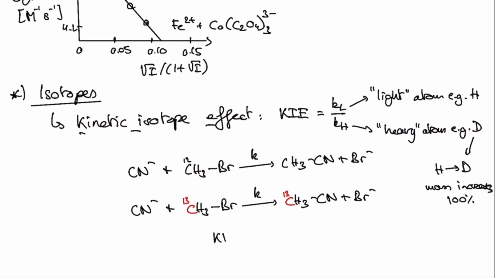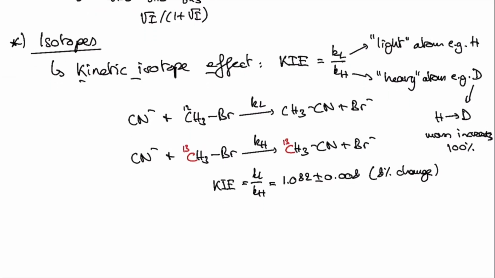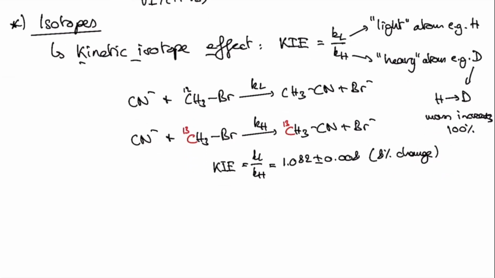So here, the kinetic isotope effect. This would be L and this would be H, right? It would be KL over KH. In this case it is 1.082, plus or minus 0.008. So it's only an 8% change in the reaction rate, but it's noticeable, it's measurable, and actually it's used to elucidate reaction mechanisms, right? So let me make a little comment about that.